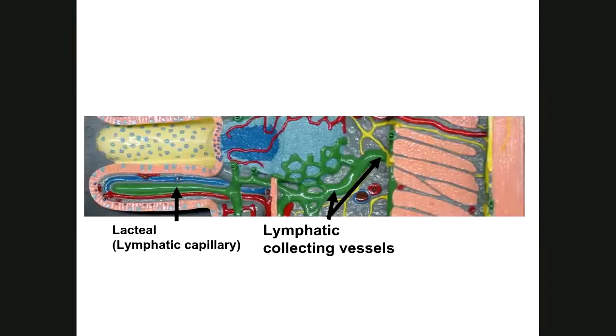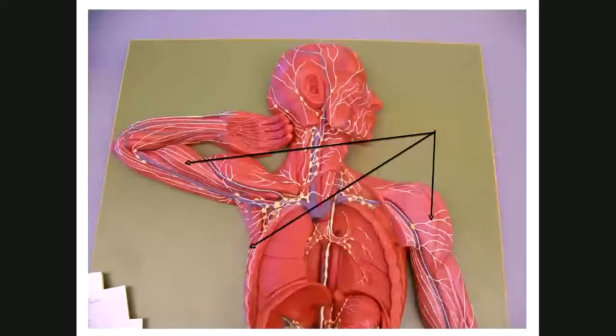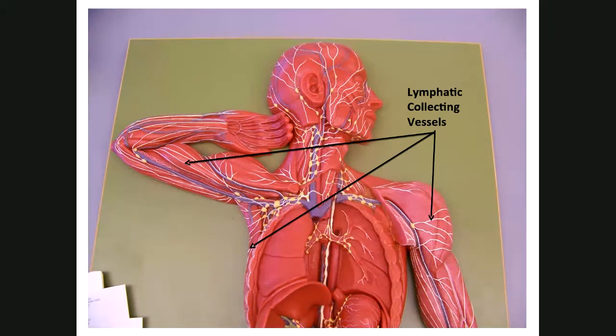And then here's what those collecting vessels look like. And so look, they're going only in one direction. The fluid only goes in one direction. Well, here's another model that we would see if we were on campus. And all of these little white streaky lines are those lymphatic collecting vessels. And so the capillaries are out here. Capillaries are microscopic. And they're everywhere that blood capillaries are.